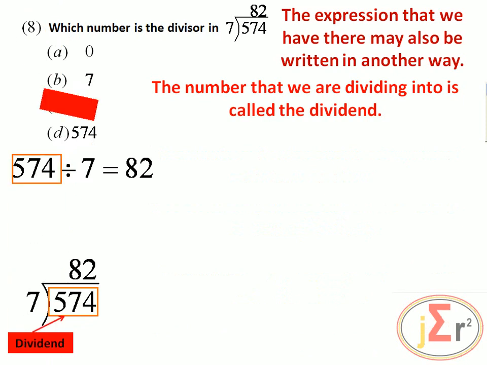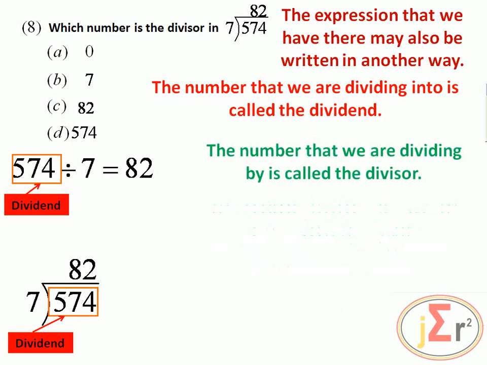And we are identifying the dividend in each case. The number that we are dividing by is called the divisor, the one that we are dividing by. So we identify the divisor in each case.